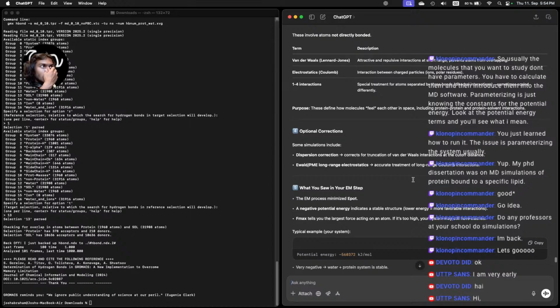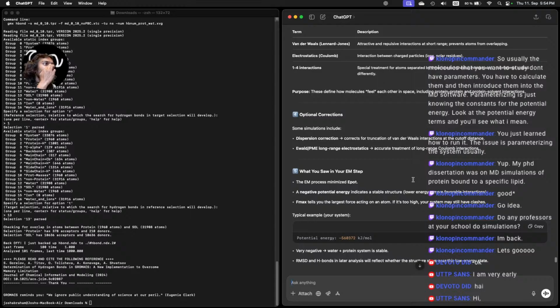What did you see in the EM step? The EM process minimized the potential energy. Negative potential energy indicates a stable structure with more favorable interactions. F max tells you the largest force acting on an atom. If it's too high, your system may have clashes.